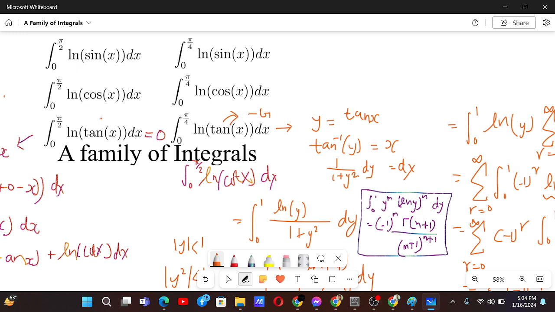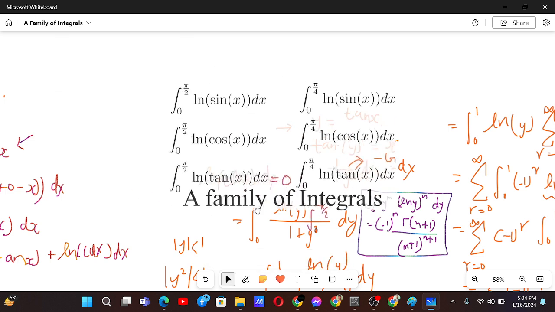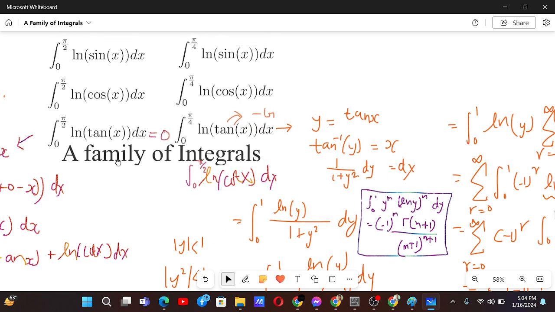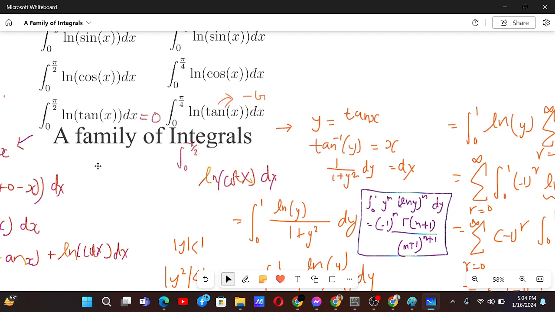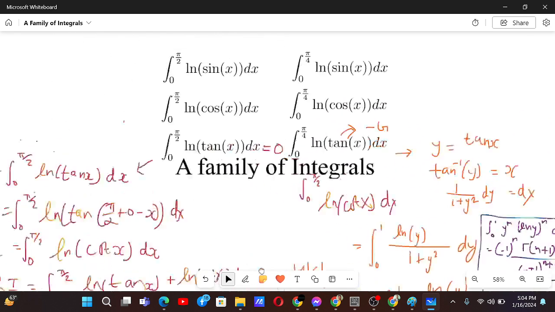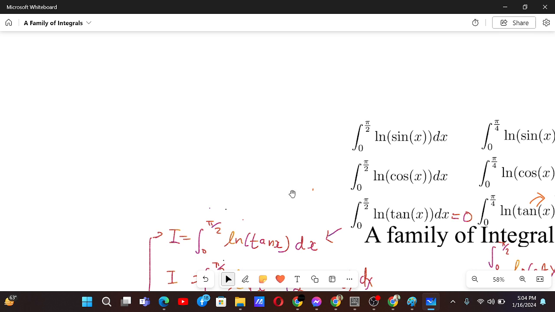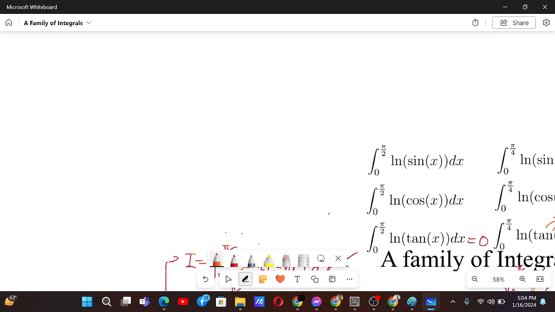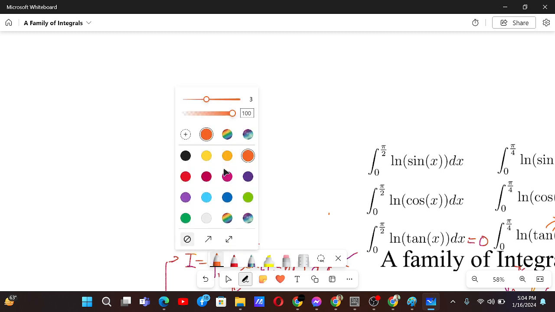Now let's go to these integrals. Okay, sorry for that. Okay, again. And now let's go to these integrals. Let's change the color, this color.